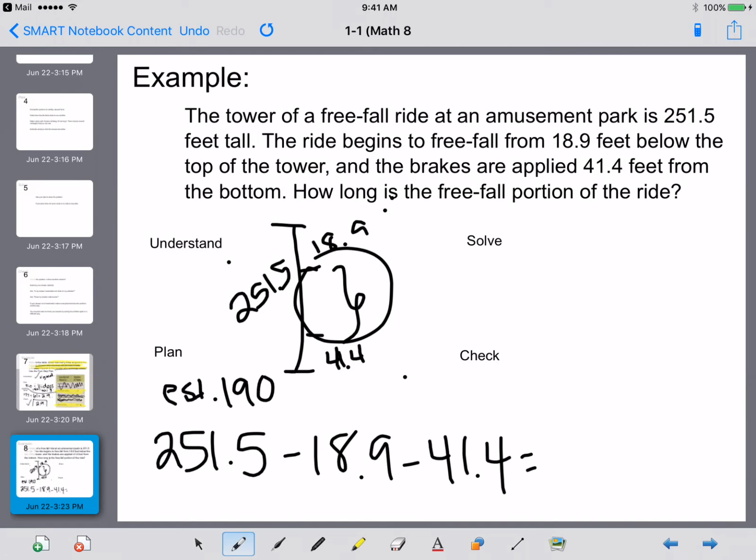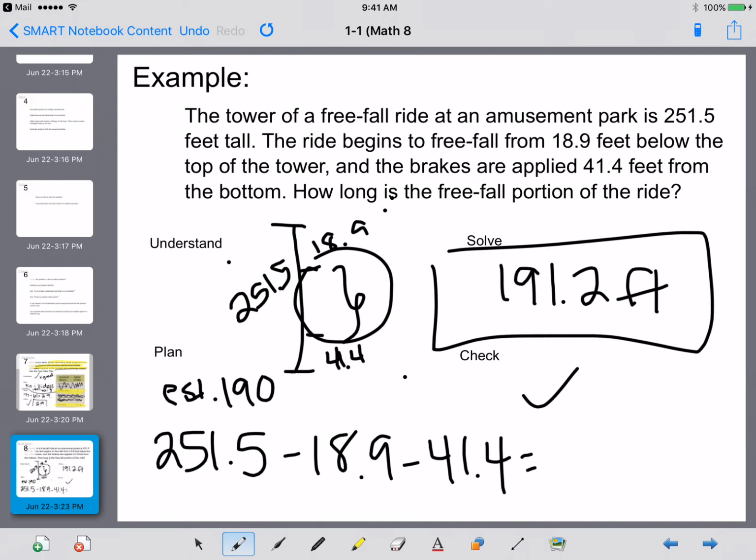And in solving, guess what I'm going to do? Plug it into my calculator. And so I'm going 251.5 minus 18.9, and then minus 41.4. And we end up getting 191.2, don't forget my label, feet. So it says our free fall portion is 191.2 feet. Is this reasonable? Checking back with our estimate of 190, it sure is reasonable. It's only 1.2 different. So we can conclude that the free fall portion of the ride is 191.2 feet.